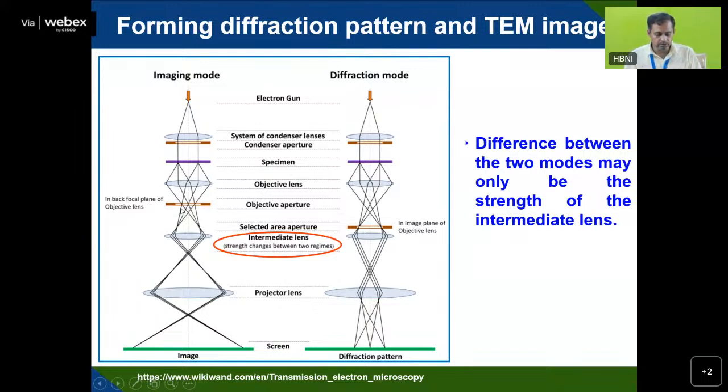The position you can see here in imaging mode is at the top, and here it is at the bottom. You can see here the center where all the diffracted and direct beams meet. So there is the objective lens and the image plane, and depending upon the strength, you are able to see the diffraction pattern. You can get only spots here, but a large image is possible in the case of imaging mode. So the main difference is that the strength of the intermediate lens changes between the two, and because of that you are able to see either imaging or diffraction mode.